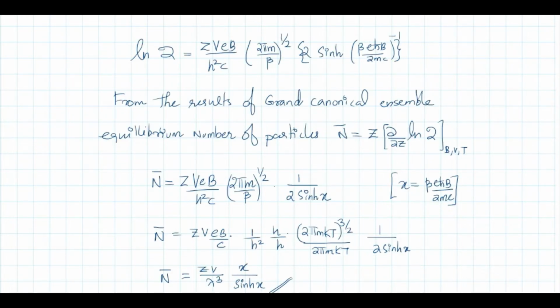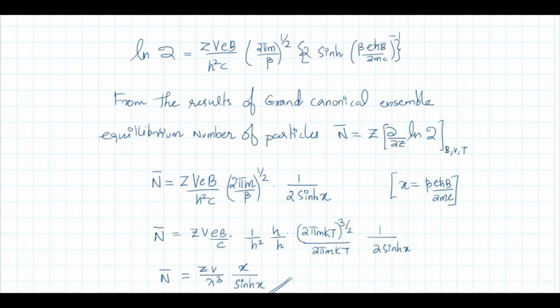So finally we obtained an expression for log theta. It is z Veb divided by h square c, 2 pi m by beta raised to half, 2 sinh beta eh cut b by 2mc whole raised to minus 1. From the results of grand canonical ensemble in lecture number 15, we obtained an expression for the equilibrium number of particles. N bar is equal to z dou by dou z of log theta at constant volume and temperature. Here, since the magnetic field B is uniform, we can say that it is at constant B also.